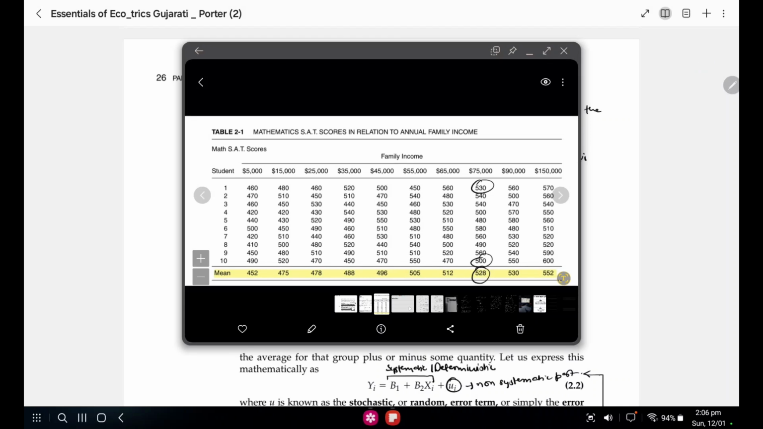Now we come back to our table. Okay, in our table we said that mean is 452, mean is 457, mean is this. Now here see, mean is 428, and the first value is 530, that is above your mean value. This value is 500, that is below your mean value. So when you make the equation, expected value of y equals beta 1 plus beta 2 x, you are going to plot this equation also, right?